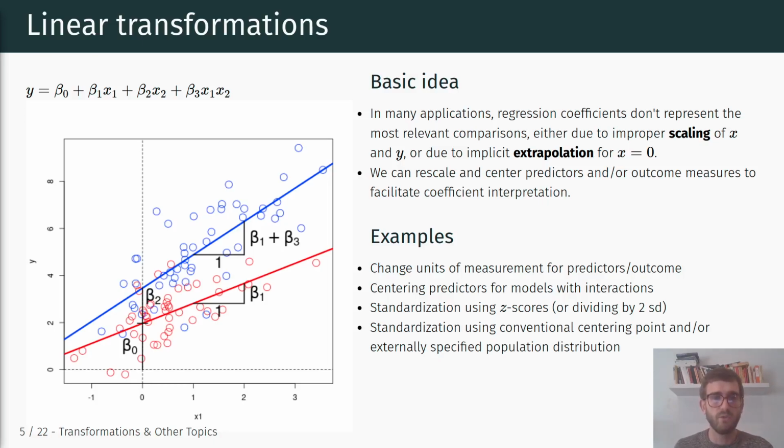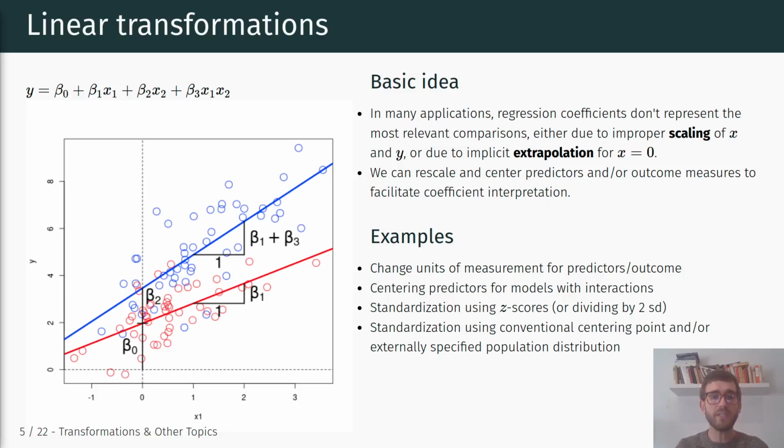You could also use conventional centering points, right? So rather than using the sample average, I mentioned IQ scores as an example, for the IQ you could use a score of 100, even though that's not your sample average. You could use that as the centering point, because that is meaningful from a substantive point of view. Okay. So there are different strategies. Of course, which one is the correct one depends on your specific application, what exactly your goal is, and how you want to interpret your coefficients in your particular application.